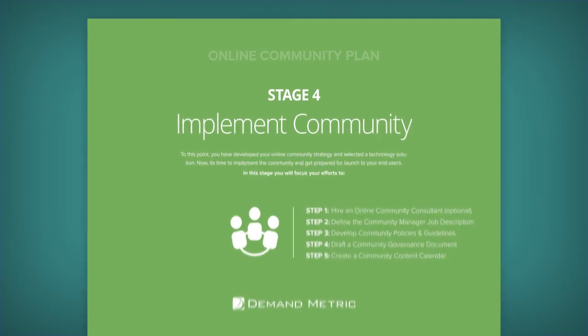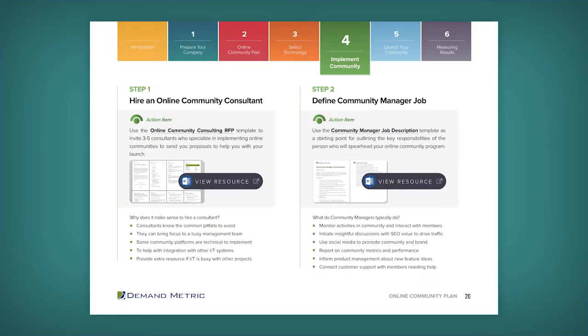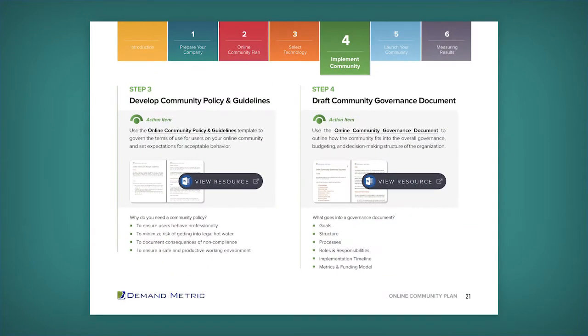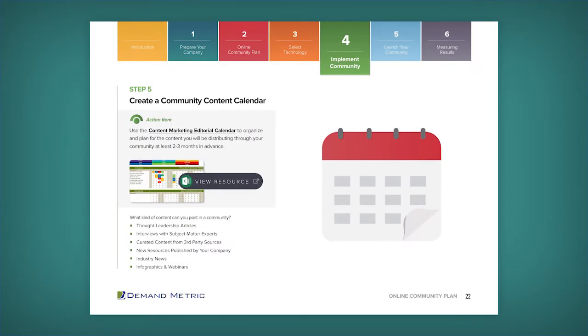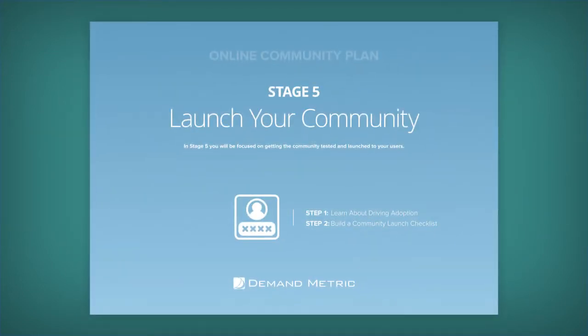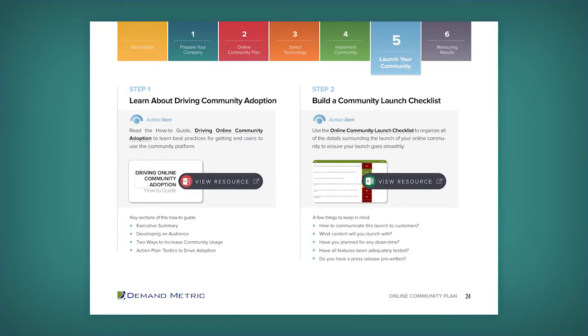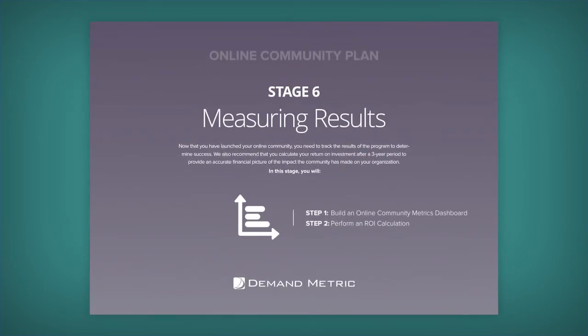And here, the first step is to hire an online community consultant and then define the community manager job. We're going to move into developing community policy and guidelines, drafting community governance documents, and ultimately creating a community content calendar. In stage 5, you're going to launch your community. And here, in the first step, you're going to learn about driving community adoption and then ultimately build a community launch checklist. In stage 6, we're going to measure results.